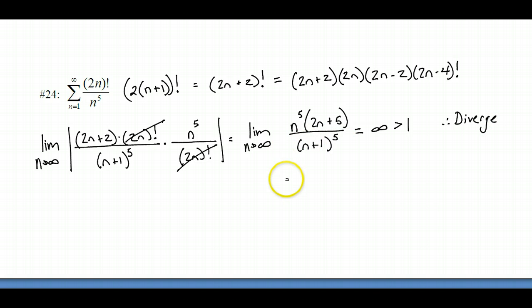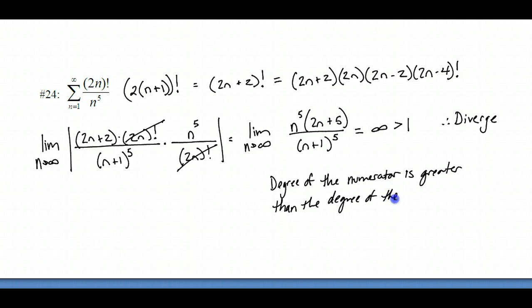So as a note, you might want to put in here, whenever the degree of the numerator is greater than the degree of the denominator, the limit will equal infinity. And that's, of course, if your limit is approaching infinity. So limit, I'm going to put n approaching infinity, will equal infinity. And obviously then that's going to be greater than 1, so it's going to diverge.